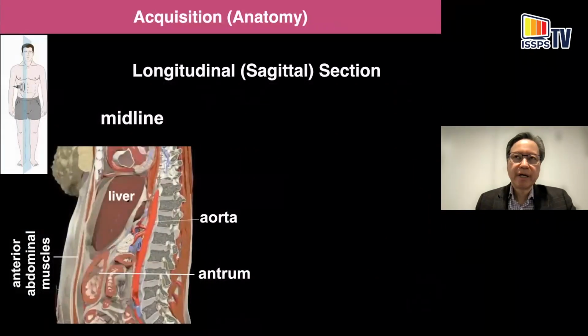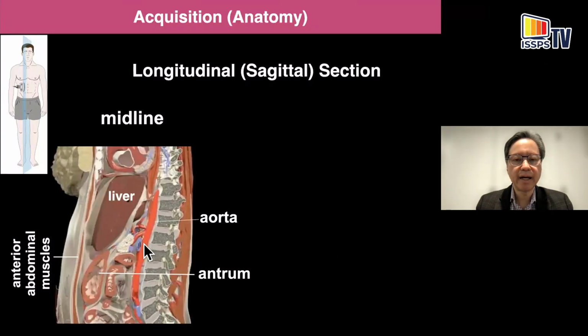So here the objective is to get a cross-sectional view of the antrum. That's where we want to examine. It gives us valuable information. So we need to do a longitudinal sagittal scan in the midline. The structures that we need to recognize are, most superficially, the anterior abdominal wall. The deepest is the spine. You'll see a bright line, and after that it is dark.